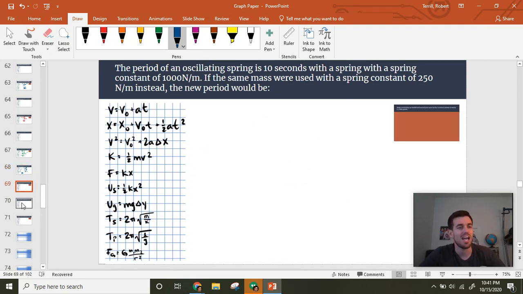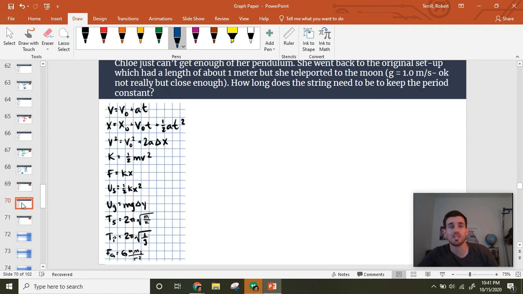My mistake. All right, our very last question. Again, you'll have 90 seconds. Chloe, she just can't get enough of her pendulum. She went back to the original setup. The length, we'll call it 1 meter. But she just teleported to the moon with an acceleration due to gravity of, oh, that's so embarrassing, g equals 1.0 meters per second squared, close enough. Can you guys find how long the string has to be to keep the period constant?